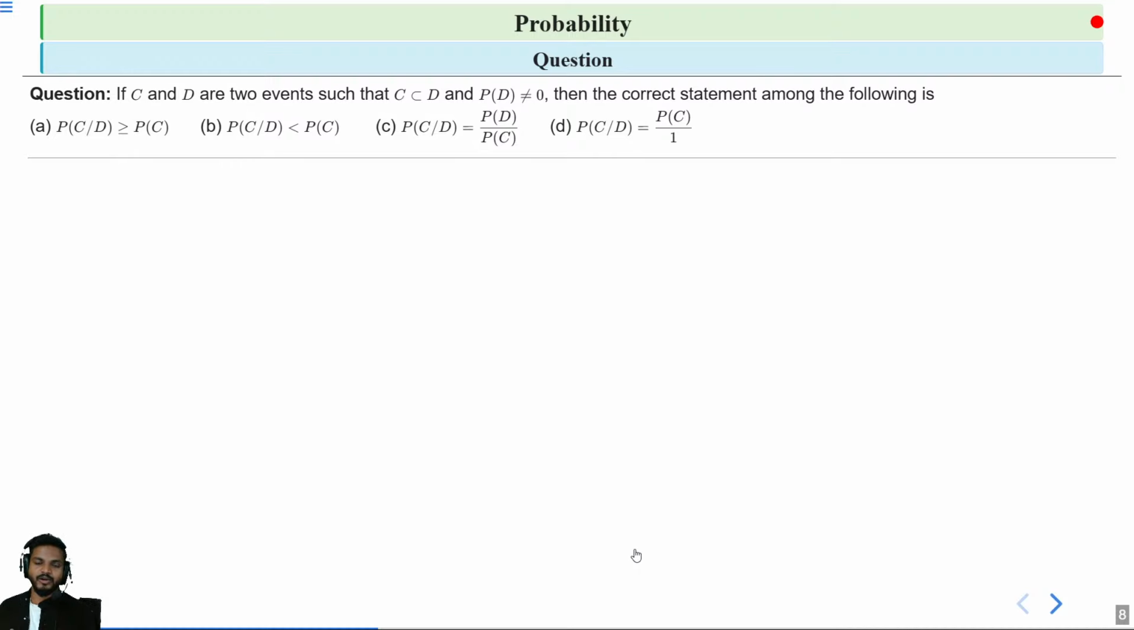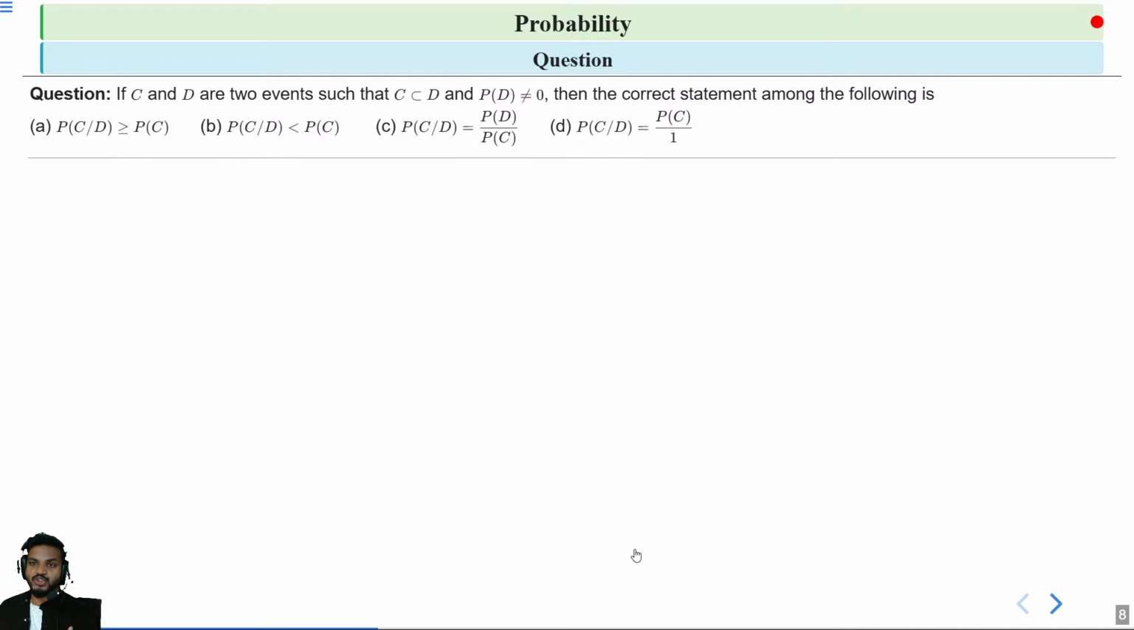Option A, probability of C given D is greater than or equal to probability of C. Option B, probability of C given D is less than probability of C. Option C, probability of C given D is equal to probability of C by probability of D. And option D, probability of C given D is probability of C by 1. So we have to choose which option is correct.